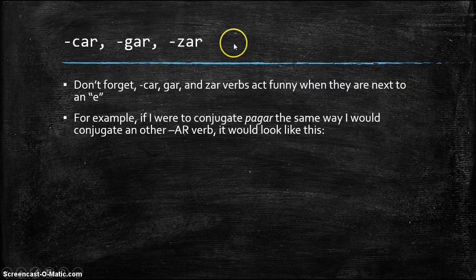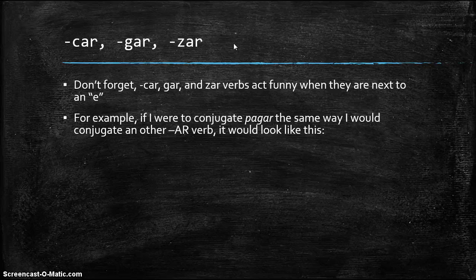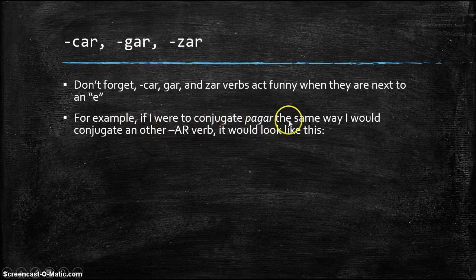We cannot forget about car, gar, and zar, which you'd hopefully remember were kind of tricky with the negative tú, usted and ustedes commands. The reason why they get tricky is because the vowel E makes C, G, and Z sound different. For example, if I were to conjugate pagar the same way I would conjugate any other AR verb, it would look like this.